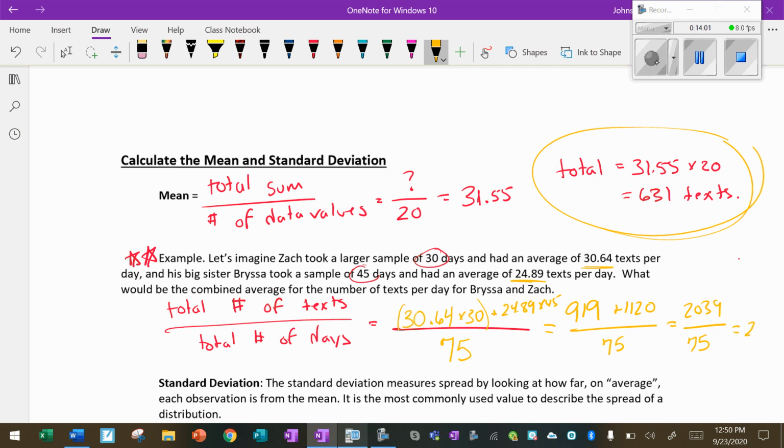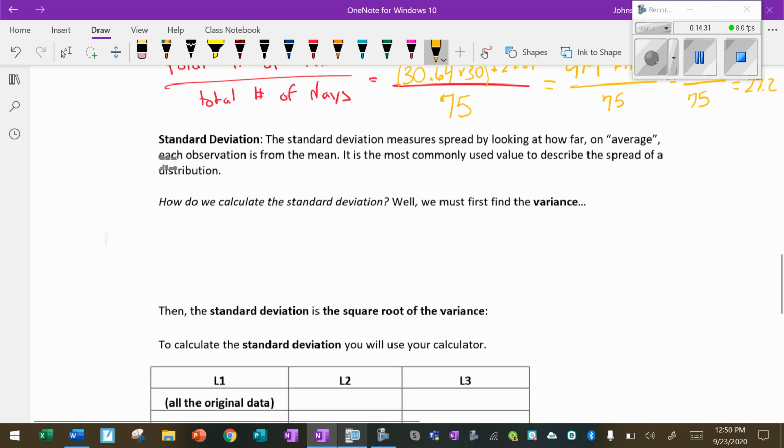Okay. So that kind of question is a little bit higher level in terms of going beyond your basic average that you're used to since like middle school. This whole idea of a combined average when you have two different sample sizes, a sample size of 30 and a sample size of 45. And you kind of have to work backwards to figure out your totals, so therefore you can get a new combined average. All right. Now, the other value I want to talk about here is the standard deviation.